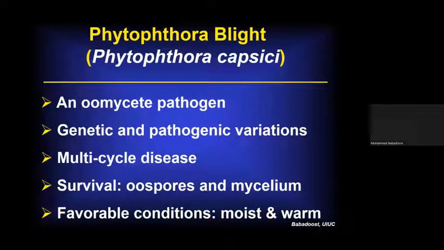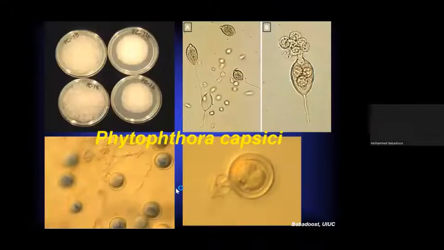It is a multi-cycle disease that survives mainly as oospores and also mycelium. Mycelium does not survive too long. In about 1 week, not 1 year, mycelium will go away, but oospores survive about 4 years in the soil. Favorable conditions are moist and warm conditions.